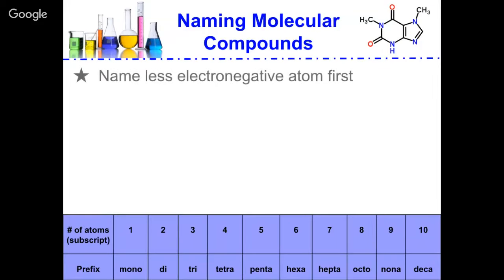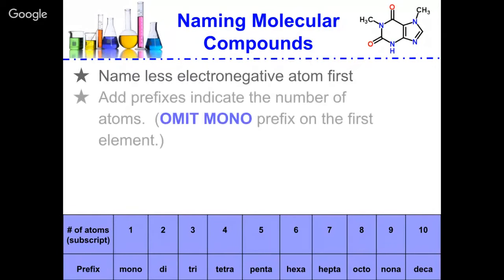So how do we do this? We're going to name the least electronegative element first. And we're going to add prefixes to indicate the number of atoms. So the first thing you want to do is look at the prefixes on the bottom. I'd write them all down in your notebook. Mono is 1, di is 2, tri is 3, tetra is 4, penta is 5, hexa is 6, hepta is 7, octa is 8, nona is 9, and deca is 10.